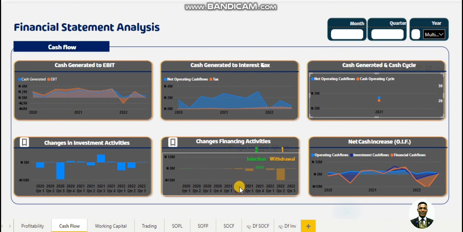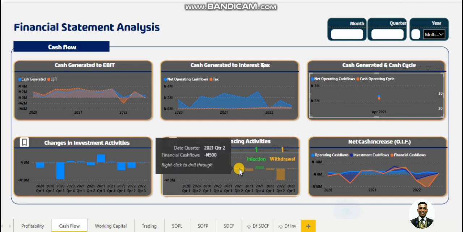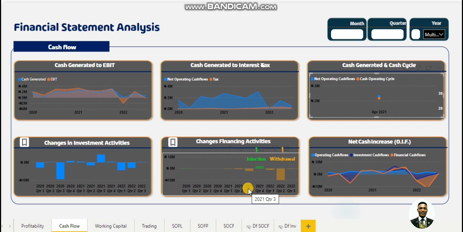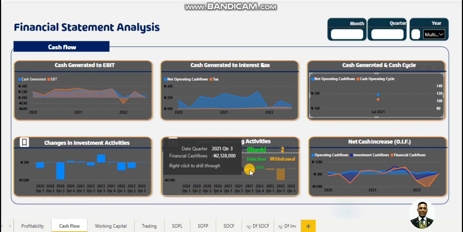By the second quarter of 2022, we saw 1 injection, 1 withdrawal, 500 naira, very small. Maybe probably the owner of the business had bought something on credit and had not paid, so it was recorded to him as a withdrawal, probably. By the third quarter of 2022, we saw 2 withdrawals amounting to 2.8 million.